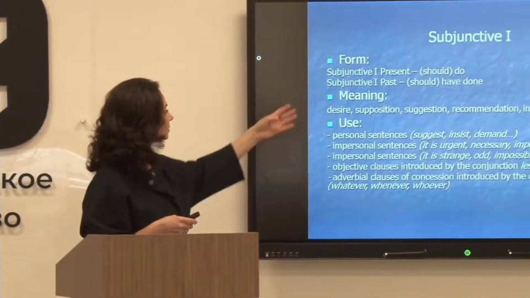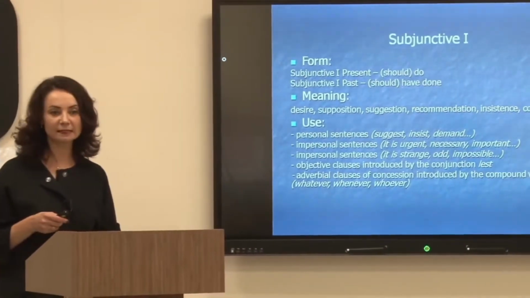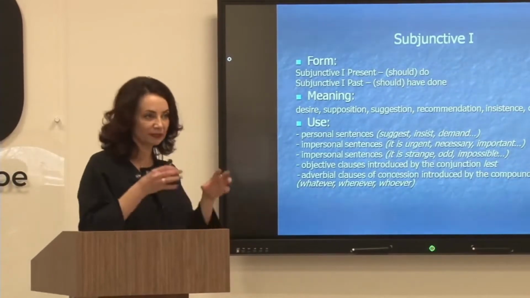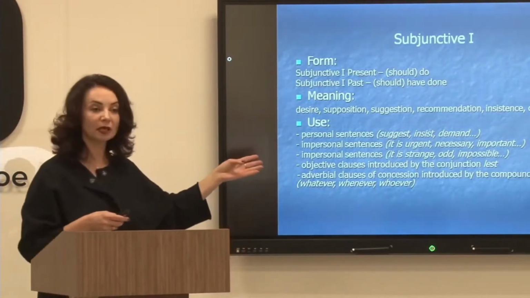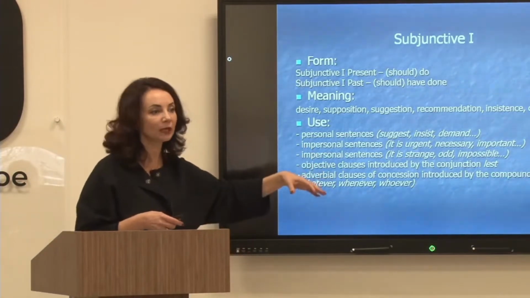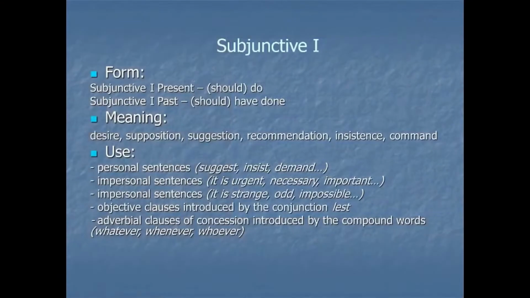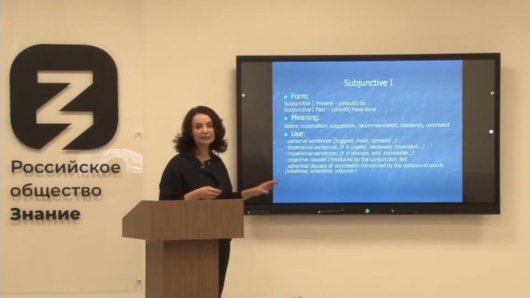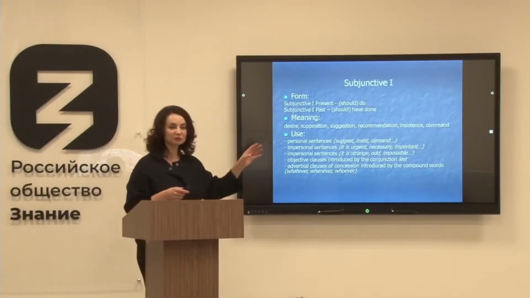First, subjunctive 1 is used in personal sentences with the meaning of urgent necessity, of command, of insistence. That's why you can come across such words as suggest, insist, demand, require, request. Be sure if you see such verbs in the context that you are to use subjunctive 1 in the continuation. Is that clear?